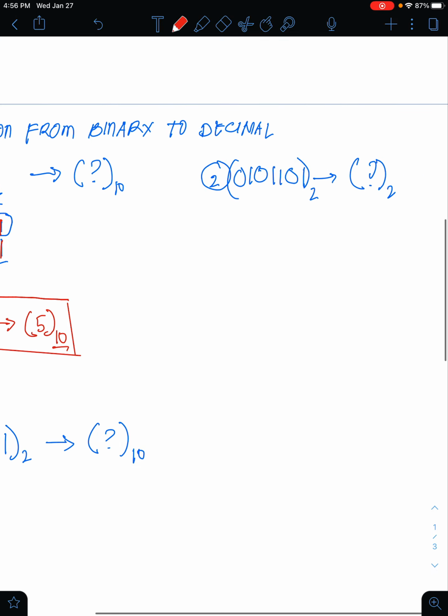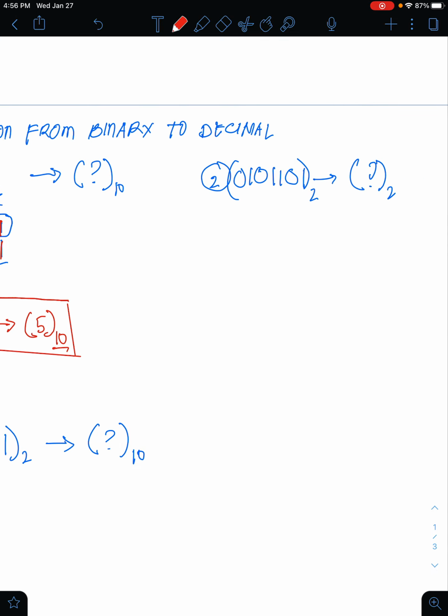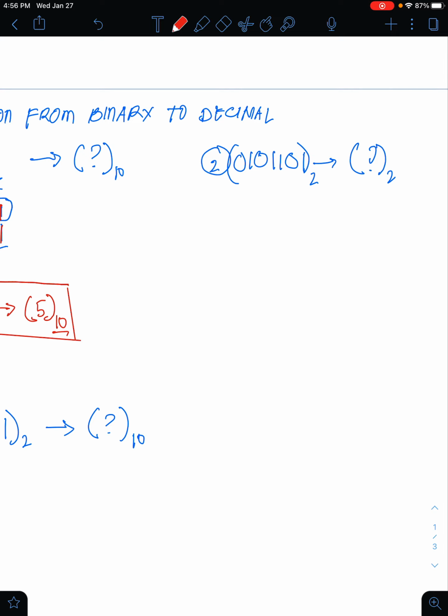Okay, now for number 2, 0101101. The same thing. So again, you write the values 1, 2, 4, 8, 16, 32, 64, 128, 256, and so on and so forth. Let's see if it fits. So 1, 0, 1, 1, 0, 1, 0. Alright. So once again, we will be adding the numbers that are turned on, meaning the numbers which are in state 1.